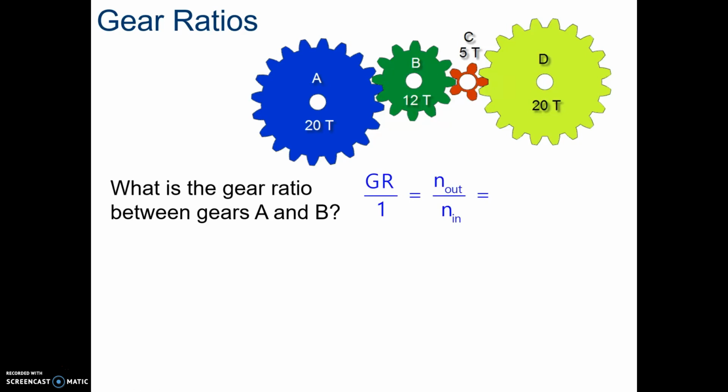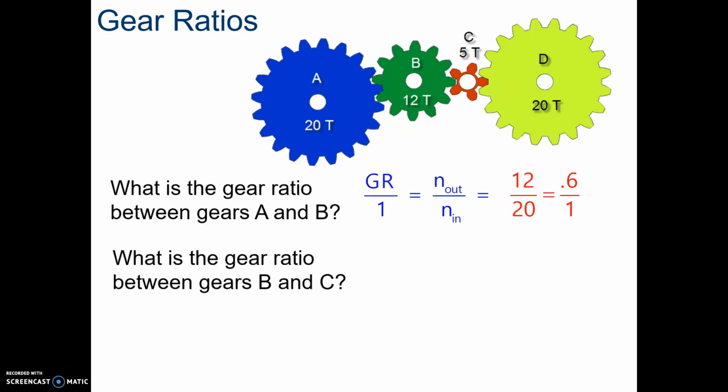So to find the gear ratio, we divide number of teeth out by number of teeth in. So it would be 12 over 20, so 0.6 to 1. And then for the gear ratio between B and C, for this part of the problem, B would be our in and C would be our out.